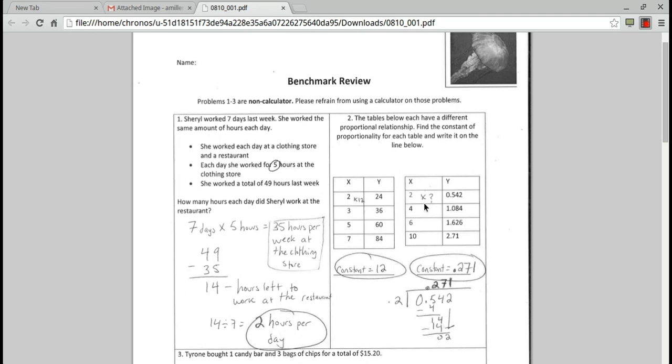I don't know that off the top of my head, so what I had to do was divide. So I did 542 thousandths divided by 2, and I got 271 thousandths. That is my constant. Each of these numbers is being multiplied by 0.271, and then we get the y value.